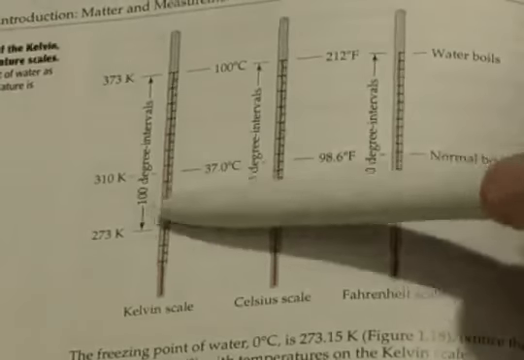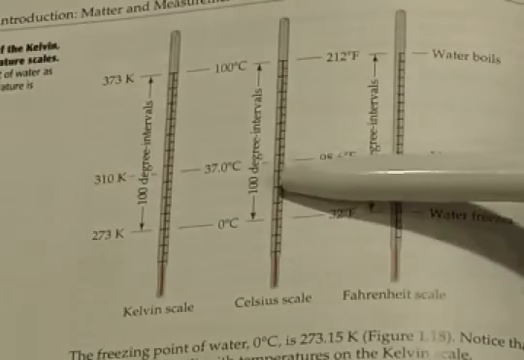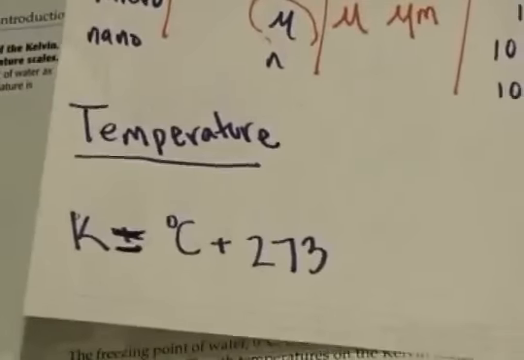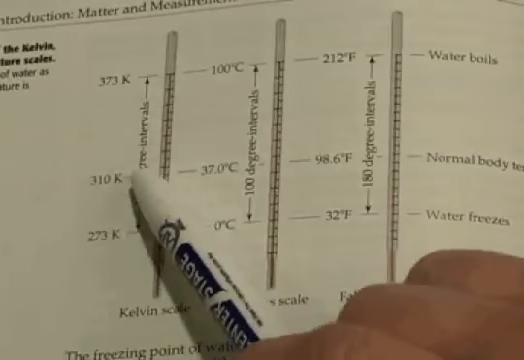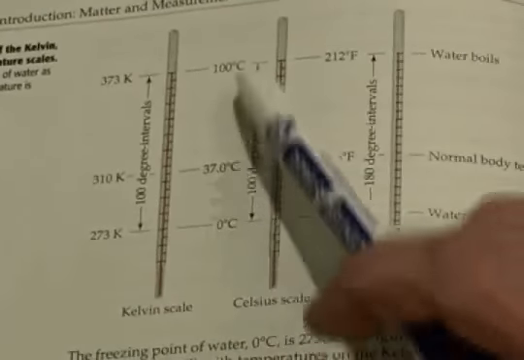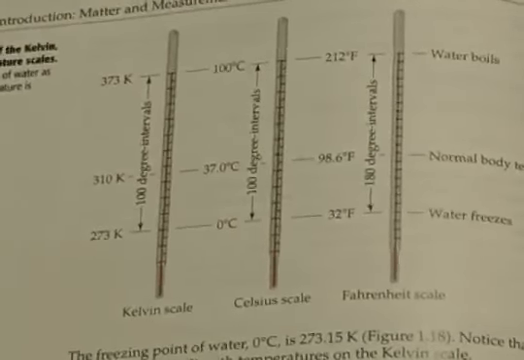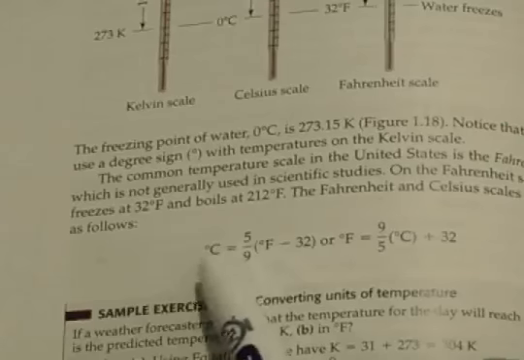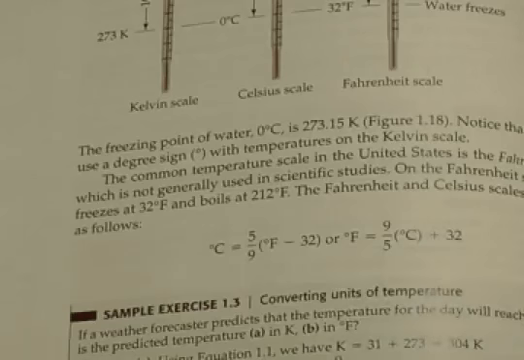Notice that the increment of a degree in Kelvin is the same as an increment of a degree in Celsius. That's why you can convert between the two simply by adding 273 to the Celsius. Notice in the Kelvin scale, we don't use a degree symbol for Kelvin. We do use a degree symbol for Celsius and for Fahrenheit. If you want to know how to convert between Celsius and Fahrenheit, there's a good equation in your textbook right here that converts Fahrenheit to Celsius and also converts Celsius to Fahrenheit by using 9/5 and adding 32.